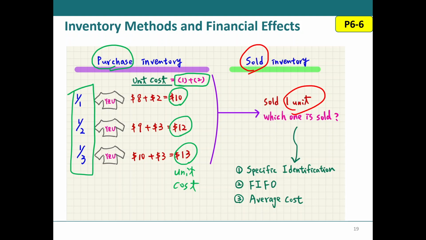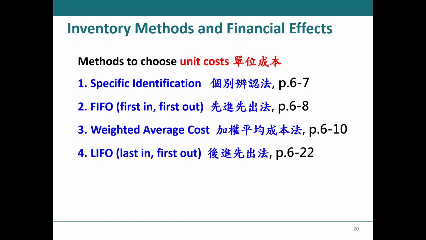Because in reality, we don't know which one was sold. So let's look at these 3 methods, using different methods to determine which one was sold. Why? Because they have a different unit cost. Okay? So let's go to the next slide on page 20.